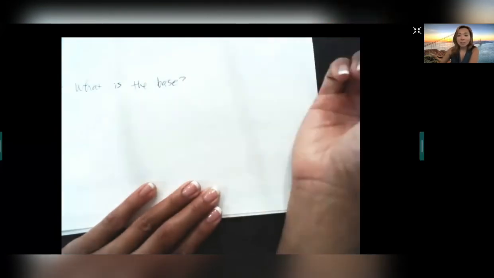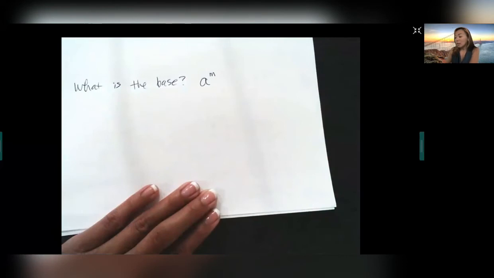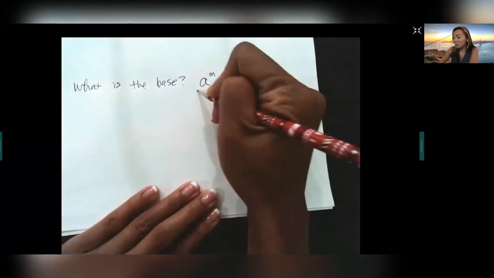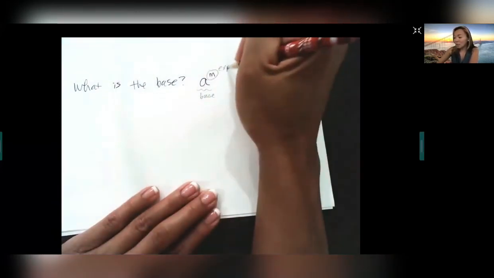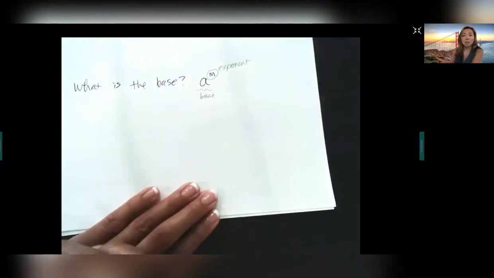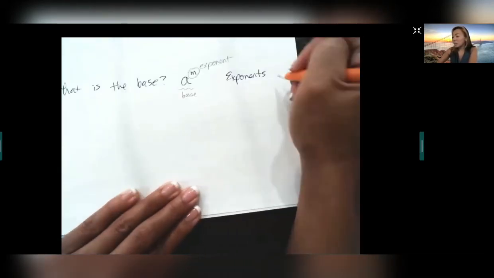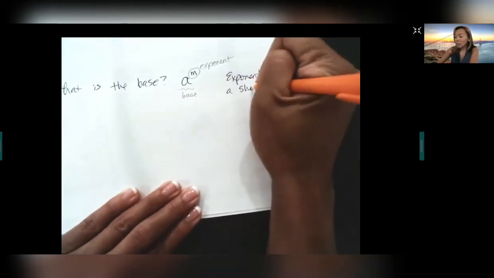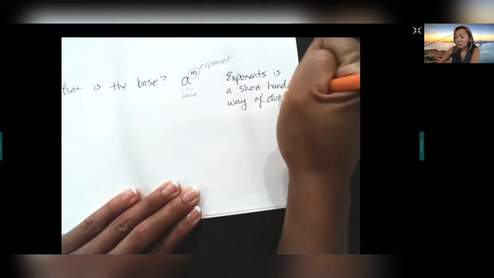So here I'm going to write it in terms of letters just to represent arbitrary numbers. If I have a to the m power, the bottom number is called the base. So this is the base. And then the m on top is called the exponent. The little number on top is the exponent, the base is here. So exponents are a shorthand way of doing repeated multiplication.